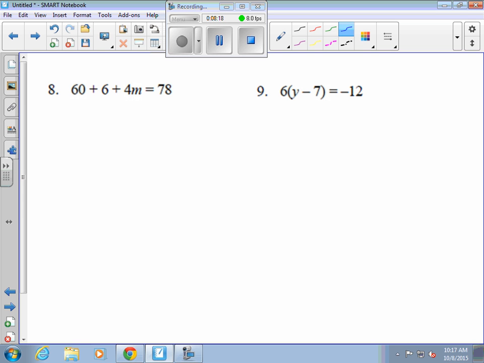Number 8 says 60 plus 6 plus 4m is equal to 78. Remember, before you try to undo anything and get m by itself, you need to make sure the left side is completely simplified. Simplified means all like terms are put together and there are no unnecessary grouping signs. Like terms in this case will be 60 and 6. When we put those two together, we get the number 66 plus 4m equals 78.